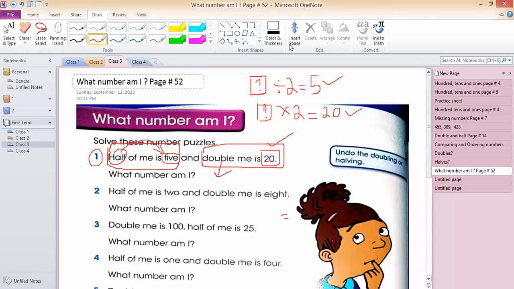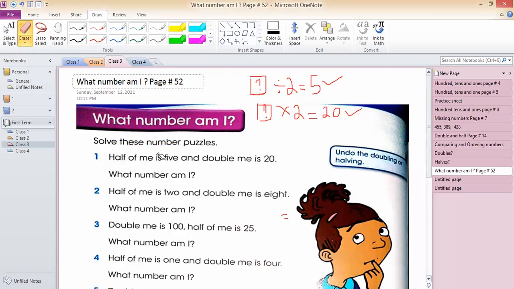Okay? Do you mean we do the first one, half of me is 2? No, Sharif. Listen, guys, again I'm repeating how you have to solve it.